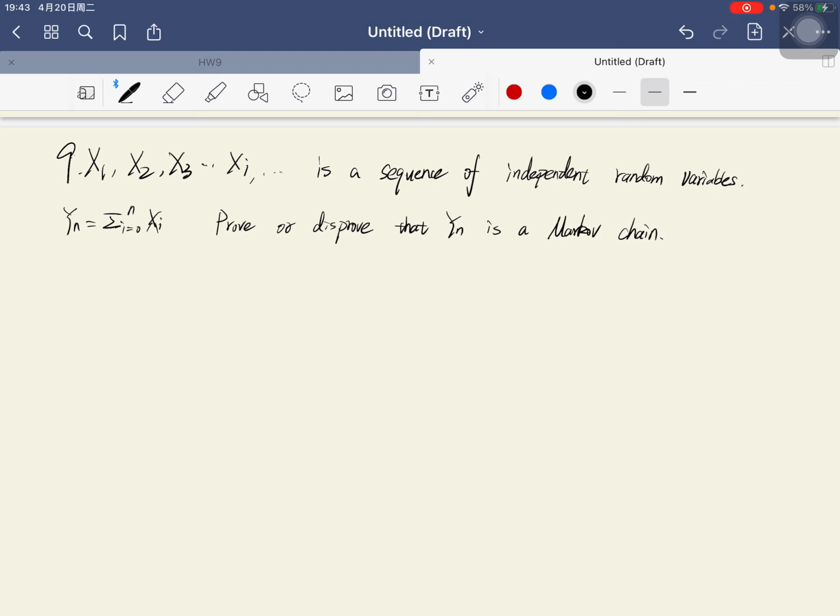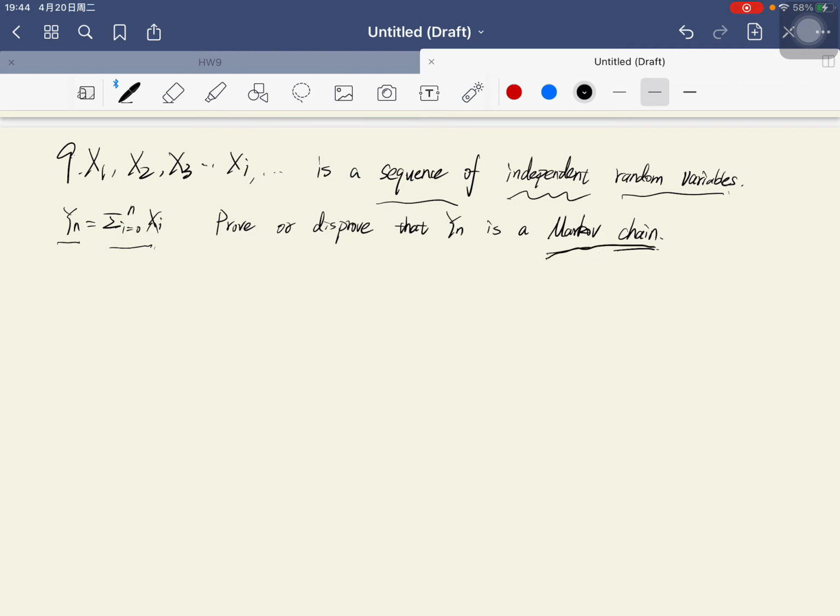In this question, there is X1, X2, X3, and so on, Xi, a sequence of independent random variables, and Yn is the sum of Xi. We want to prove or disprove that Yn is a Markov chain. At first, we want to know what a Markov chain is.